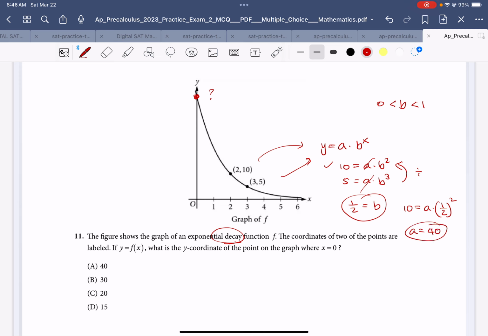Okay, so I found my exponential decay function, which is f of x equals 40 times 1/2 to the x. Now the question is, when x equals 0, what y value should it be, right? So 40 times 1/2 to the 0 power, which is just 40. So the answer is A. Okay.